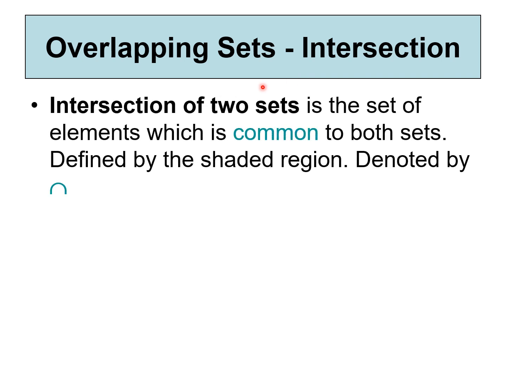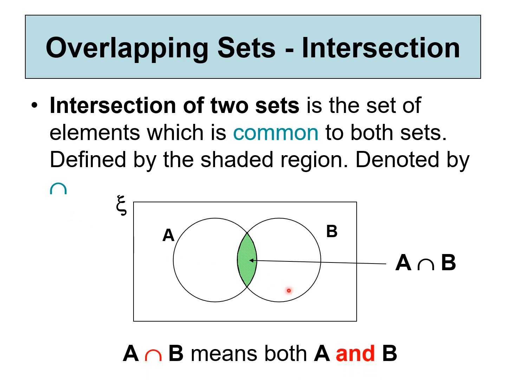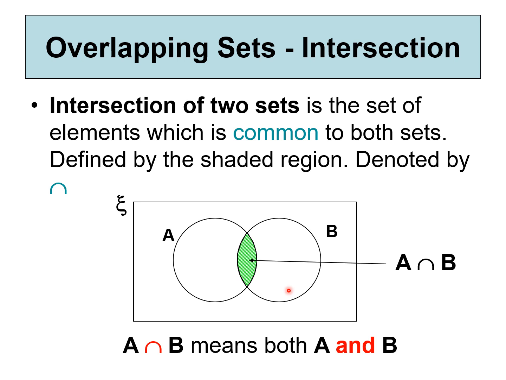So what you will see here is this term intersection. Intersection simply means the common elements. What does it represent? It will be this green shaded region here. This represents A intersect B. The symbol for intersection looks like a letter N. A intersect B simply means the elements that are in A and in B. So that is the first term that we need to be familiar with, which is called intersection.